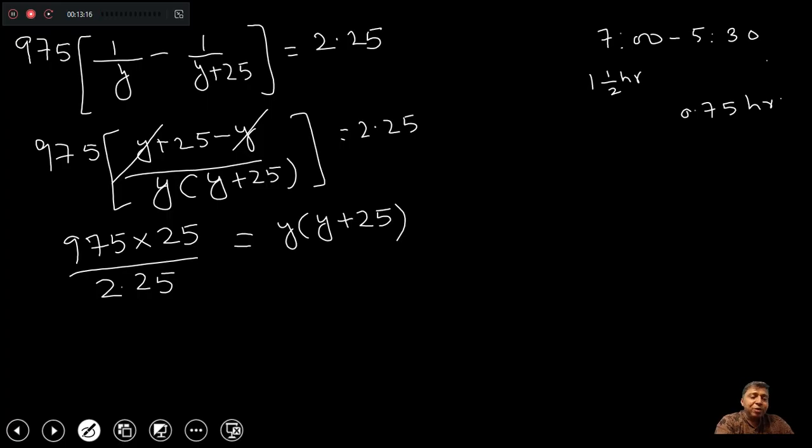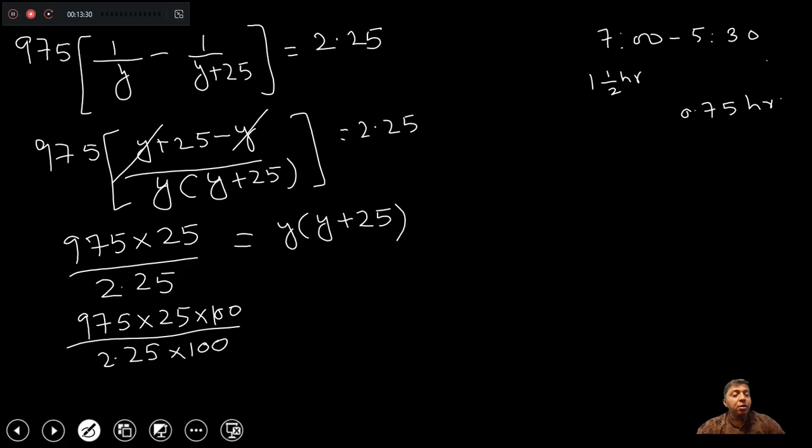Let's remove the decimal from the denominator now. So that's 975 into 25 times 100. If I multiply the denominator by 100 to remove the decimal, you need to multiply the numerator also by 100, right, to keep the balance. Open the brackets on the right hand side, which is y square plus 25y. 2.25 times 100 is 225.